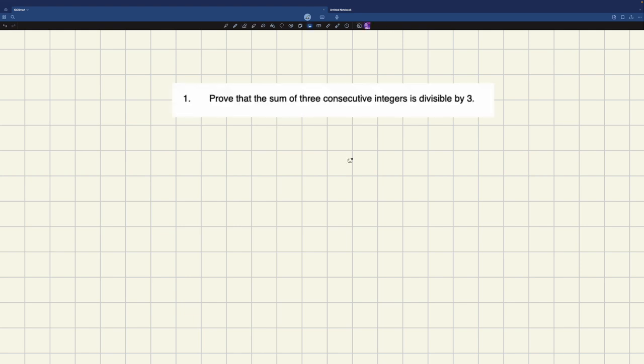Alright, so first we'll be focusing on this question. Prove that the sum of 3 consecutive integers is divisible by 3. So, let's first talk about 3 consecutive integers. What does that entail? And how can you write that down? You can say that n is just some integer. Now, if we are going to go 3 consecutive, then we can say n minus 1, n, and n plus 1. These will be 3 consecutive integers.